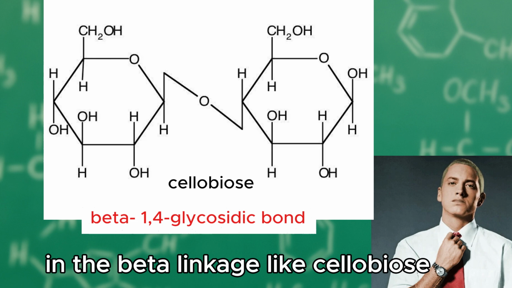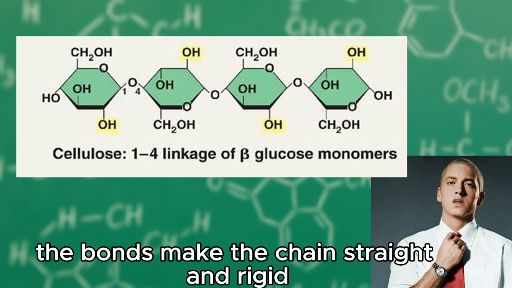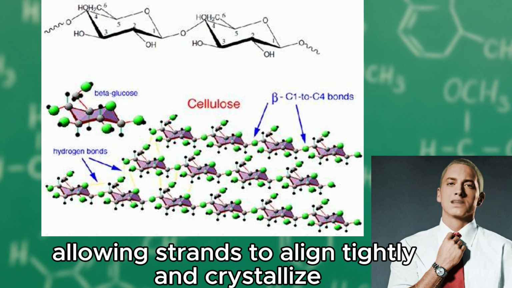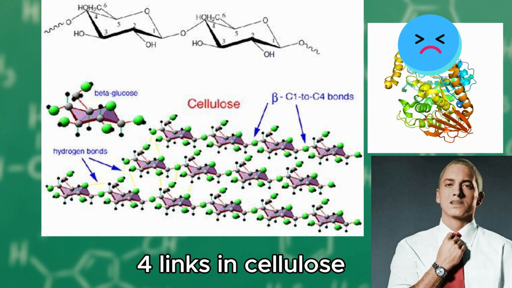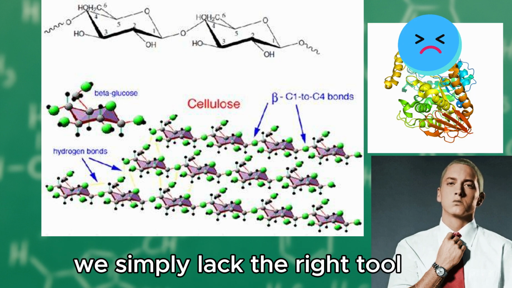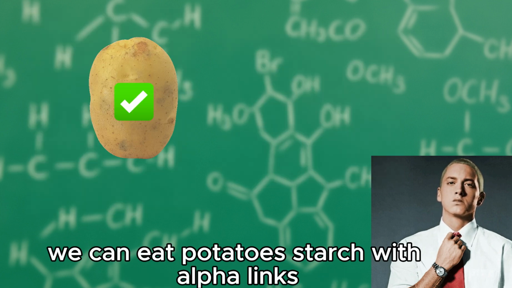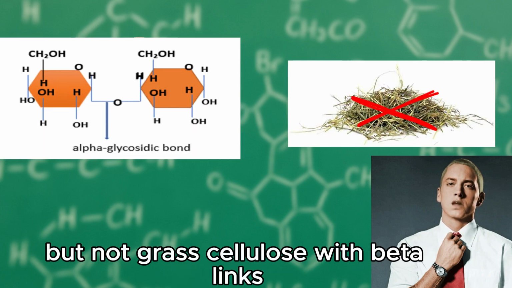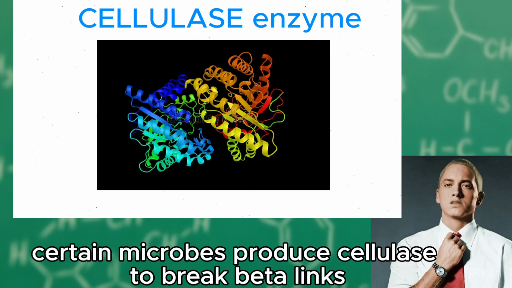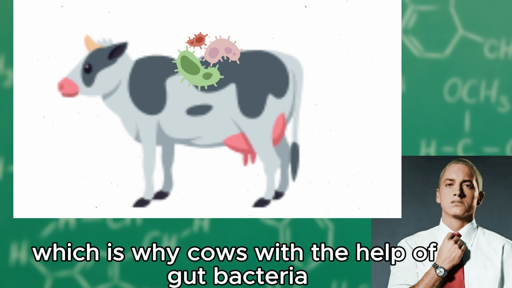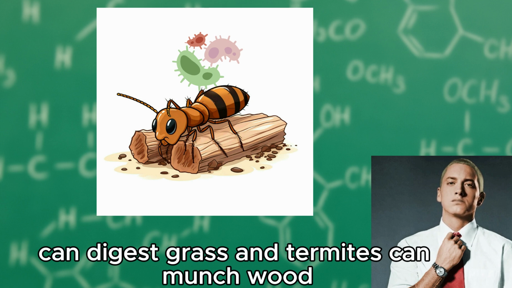In the beta linkage, like cellobiose, the repeating unit of cellulose, the bonds make the chain straight and rigid, allowing strands to align tightly and crystallize. Our enzymes cannot hydrolyze beta 1,4 links in cellulose. We simply lack the right tool. Although both starch and cellulose are polymers of glucose, we can eat potatoes, starch with alpha links, but not grass, cellulose with beta links. Certain microbes produce cellulase to break beta links, which is why cows, with the help of gut bacteria, can digest grass, and termites can munch wood.